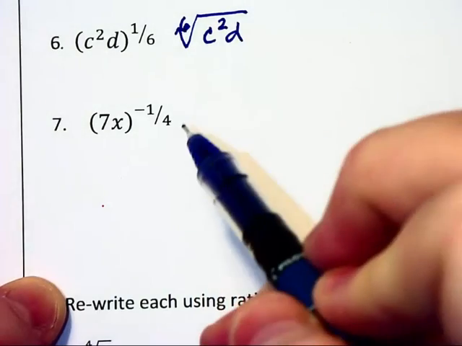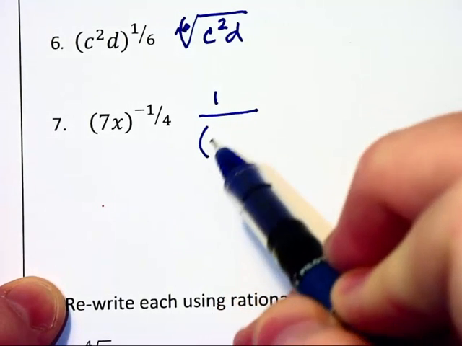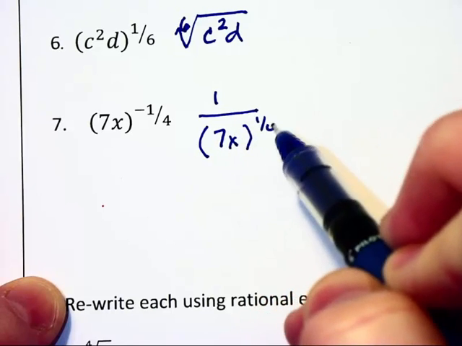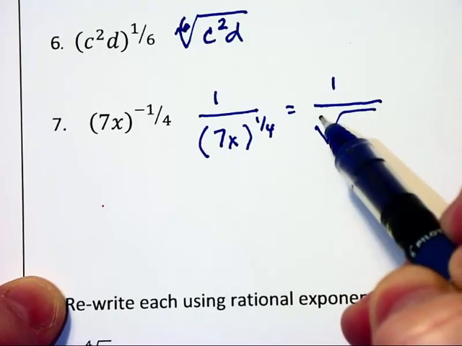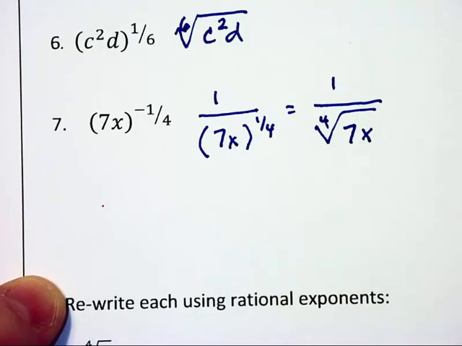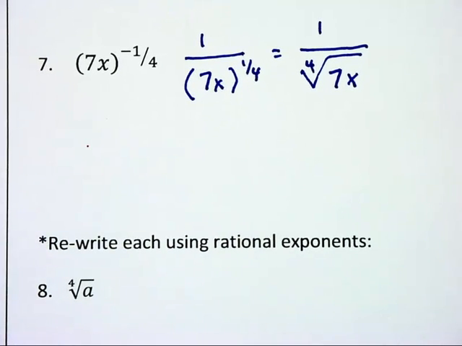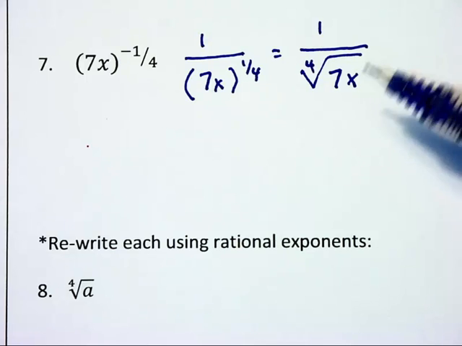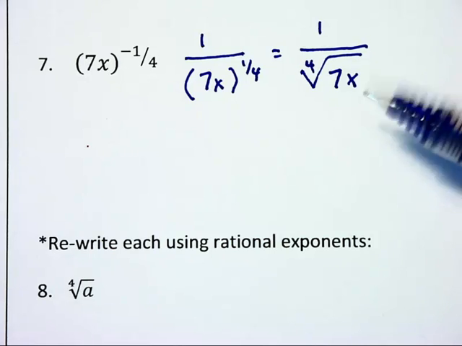And for number 7, I'm going to rewrite this as 1 over 7x to the 1/4 power, which would become 1 over the 4th root of 7x. Now, technically, this is not as simplified as it can be because it has a radical in the denominator, but since it only told us to convert it to a simplified radical, I think that's where we're going to leave this. Technically, you know that you need to rationalize the denominator whenever there's a radical in the denominator. So we'll come back to something like that later.